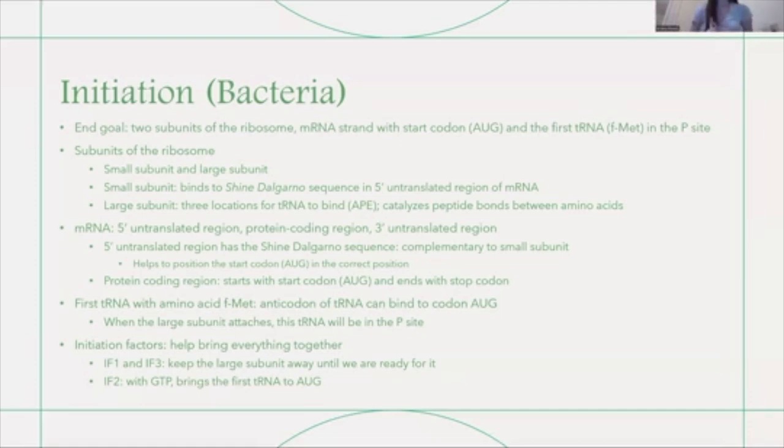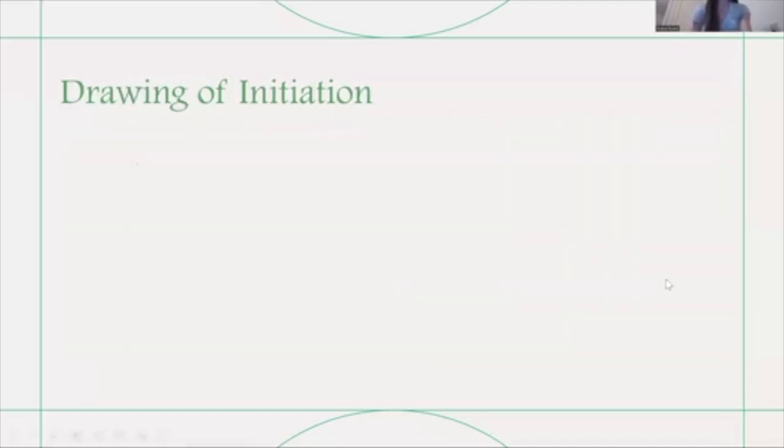The first two, IF1 and IF3, are going to keep the large subunit away because the large subunit is trying to bind, but we're not ready for it yet. We need to set the scene first before it comes in. That's IF1 and IF3. And then once they leave, your large subunit can come in and bind. And IF2, along with GTP, which is an energy source, is going to help bring that first tRNA over to our start codon AUG. So let's draw this really quick.